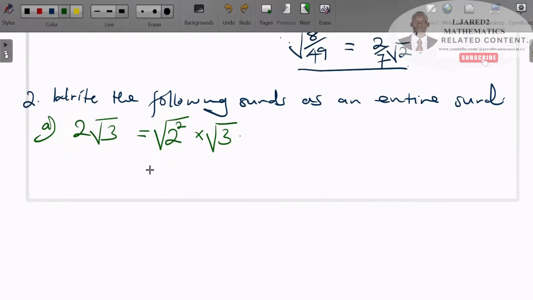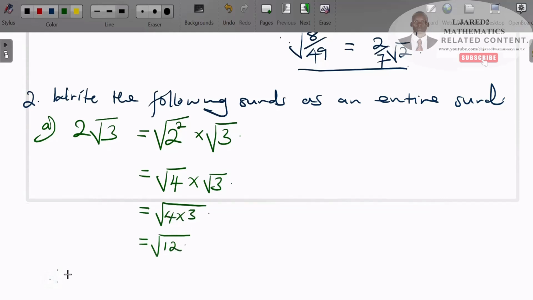As we proceed, this is the same as having the square root of 4 multiplied by the square root of 3. Since both real numbers have a square root, we can put them under one root by having the square root of 4 multiplied by 3. This is the same as the square root of 4 multiplied by 3, we are getting 12. Therefore, having 2 square root 3 as a mixed surd is the same as having the square root of 12 as a simple surd. Let's also have part B.